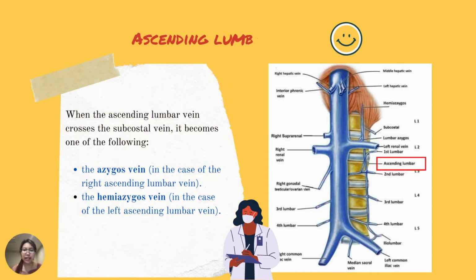Next is the ascending lumbar vein. It starts at the common iliac veins, then runs superiorly, intersecting with the lumbar veins as it crosses them. Then it passes behind the psoas major muscle, but in front of the lumbar vertebrae. When the ascending lumbar vein crosses the subcostal vein, it becomes one of the following: the azygos vein, in the case of the right ascending lumbar vein, and the hemiazygos vein, in case of the left ascending lumbar vein, as you can see in the picture.